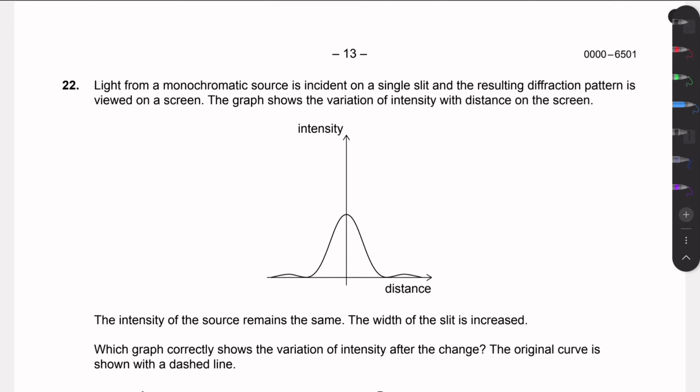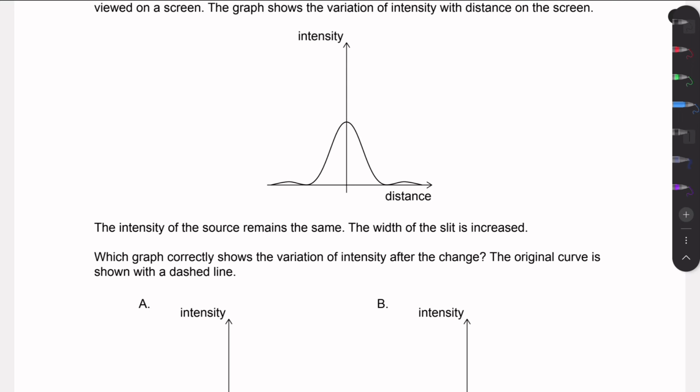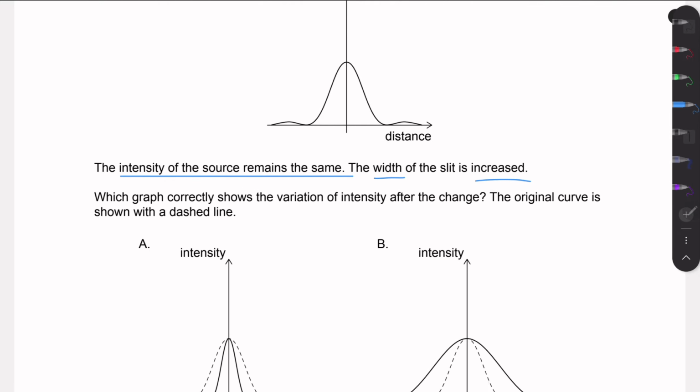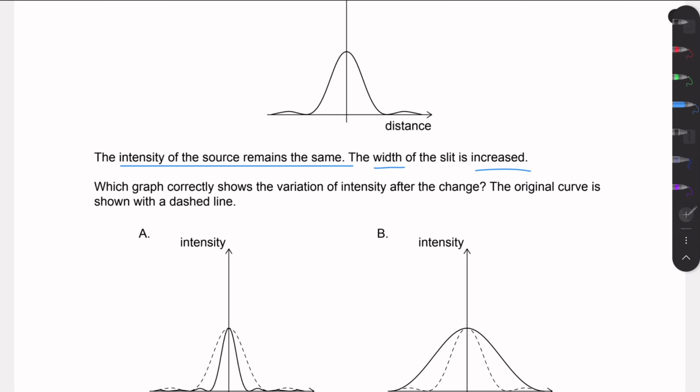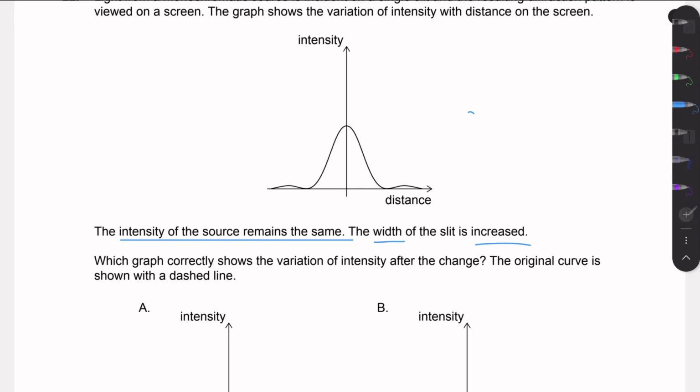And next question, we have light from a source incident on a single slit, resulting in this diffraction pattern. Then the intensity of the source is the same, but the width is increased. We need to see which graph correctly shows the variation of intensity. Well, firstly, we need to remember that the angular separation of the central maximum is lambda over b, where b is the width of the slit. So if we decrease the width of the slit, then this fraction will become larger, so the angle will increase.